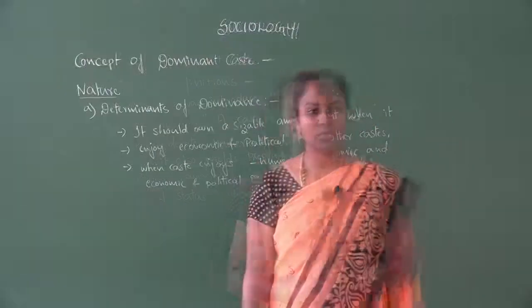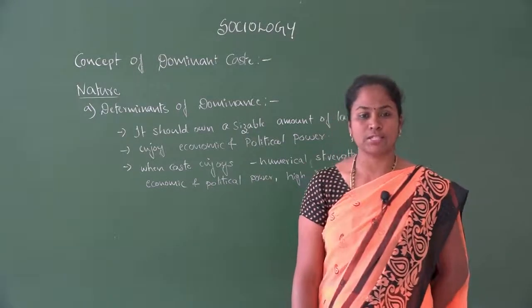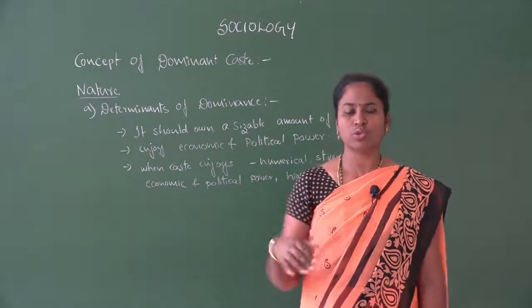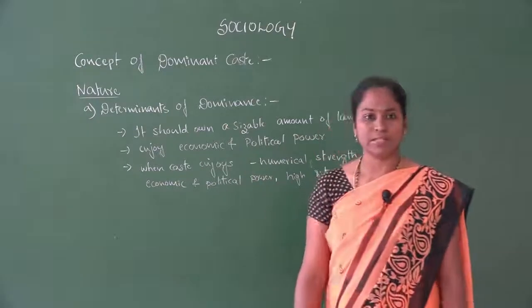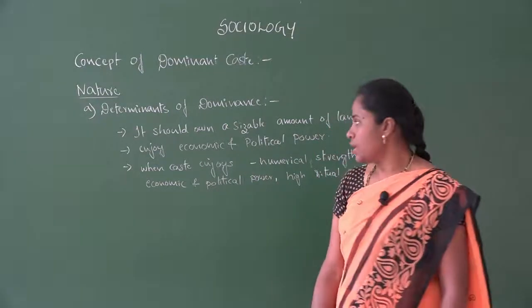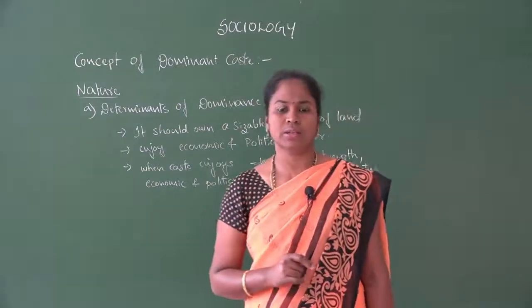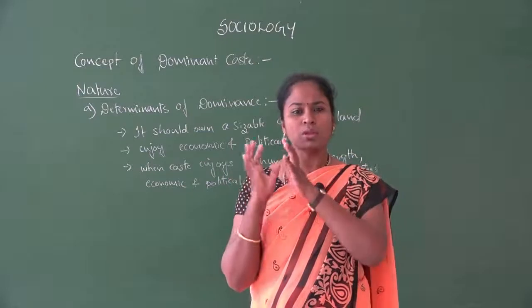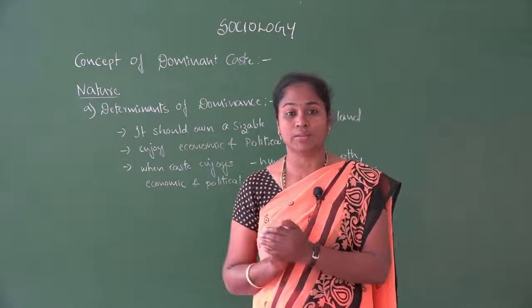Next, the nature of dominant caste. We have 5 points. Let us go through them one by one. First one, determinants of dominance. In this we can see that for any dominant caste in the society, there is some concept of why it should be called a dominant caste.